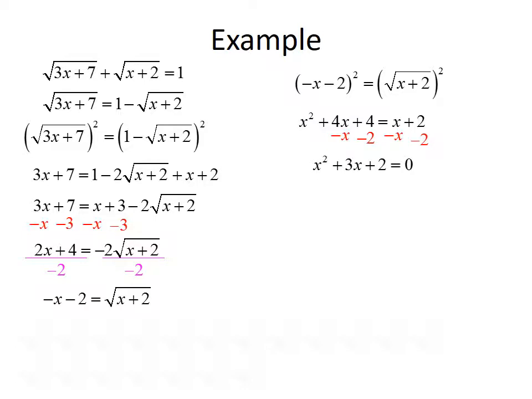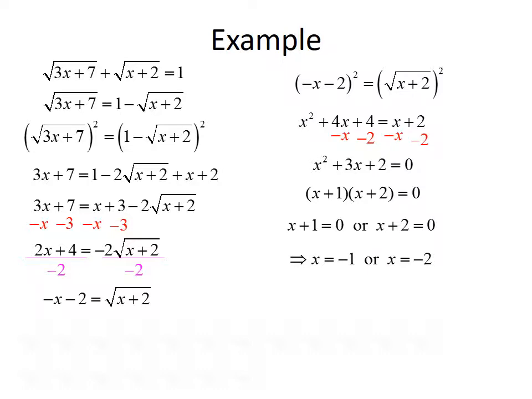Now to solve this, we can use the quadratic formula or factoring, whichever you're more comfortable with. I'm going to solve this by factoring. So we can factor the left-hand side to become x plus 1 times x plus 2 equals 0. We use the zero product property, so x plus 1 equals 0 or x plus 2 equals 0. And if we solve both of these equations, we'll get x equals negative 1 or x equals negative 2.